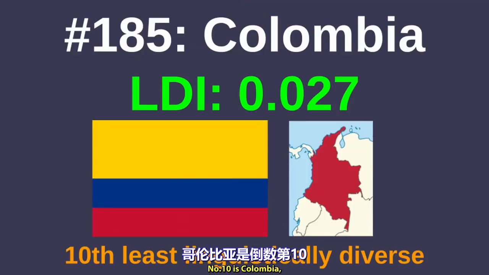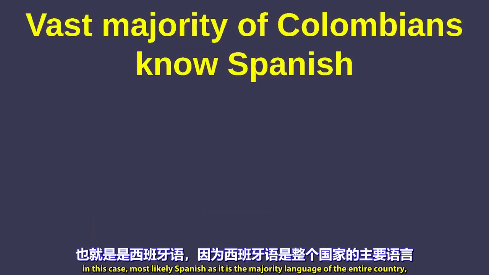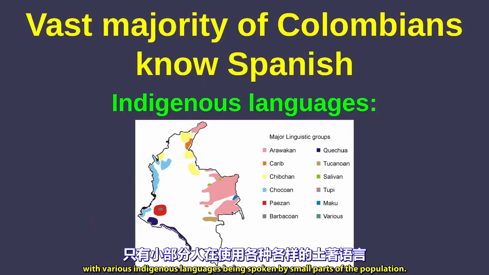Number 10 is Colombia, with a Linguistic Diversity Index of 0.027, meaning that there's a 97.3% chance that 2 randomly selected Colombians share the same native language, in this case most likely Spanish, as it is the majority language of the entire country, with various indigenous languages being spoken by small parts of the population.